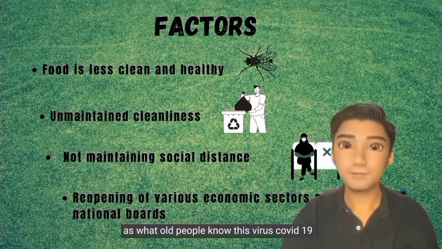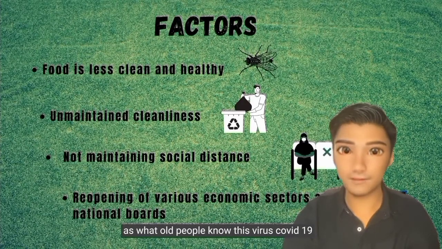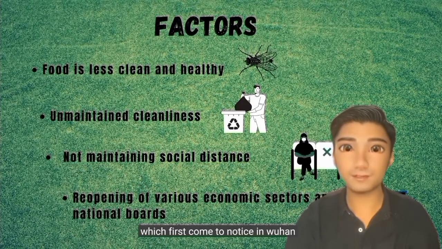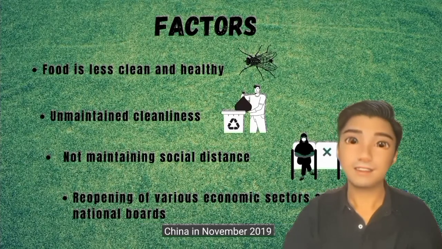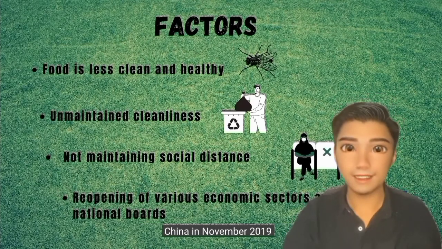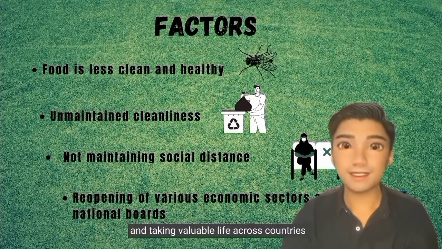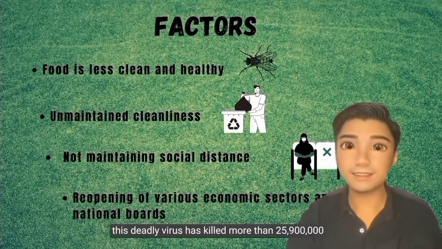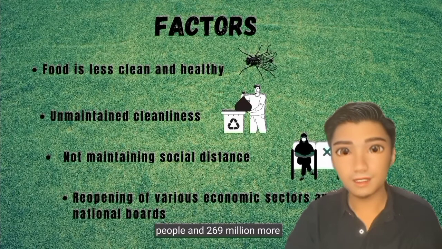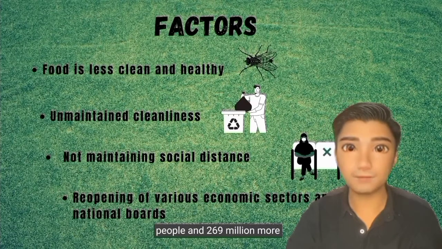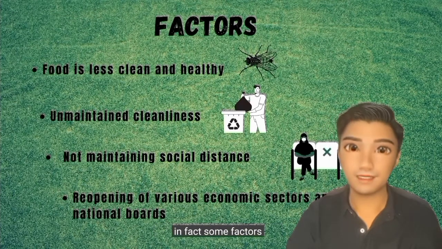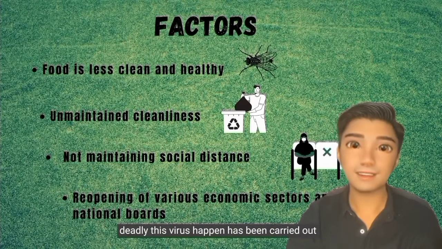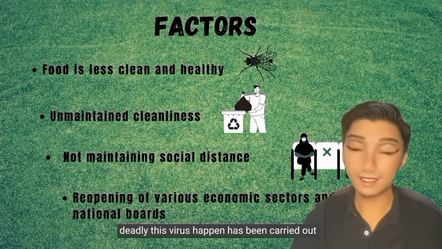As all people know, this virus, COVID-19, which first came to notice in Wuhan, China in November 2019, is now creating a global pandemic and taking valuable lives across countries. This deadly virus has killed more than 5,290,000 people and infected 269 million more. Some factors that lead to this virus happening have been carried out.